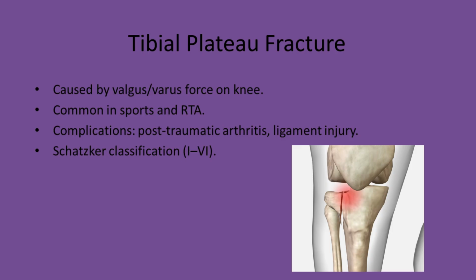Complications can include post-traumatic arthritis and ligament injuries. The Schatzker classification system is used to categorize these fractures based on their severity and pattern. The image shows a fracture in the upper part of the tibia, affecting the knee joint surface. Proper diagnosis and management are crucial to ensure proper joint alignment and prevent long-term complications.